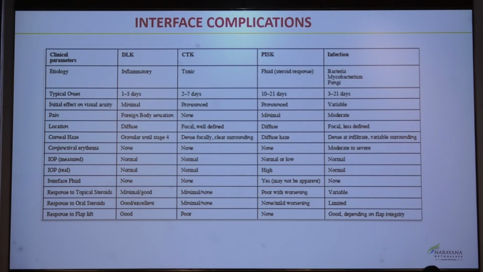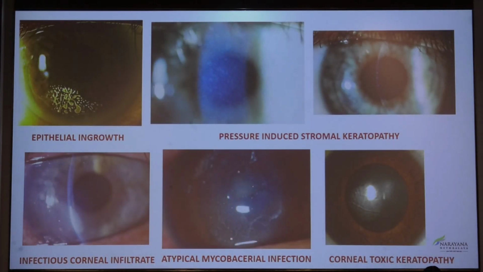So I just want to briefly talk about interface complications. Here I'm showing you the different types of interface complications. The most important thing is to differentiate infectious versus non-infectious complications. That's where our management depends. And the one entity that stands out is pressure-induced stromal keratopathy, because here we don't give steroids, we stop steroids instead of giving them. And always rule out infectious etiology when you are stepping up your steroids.